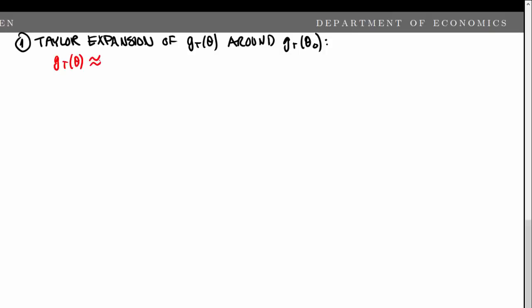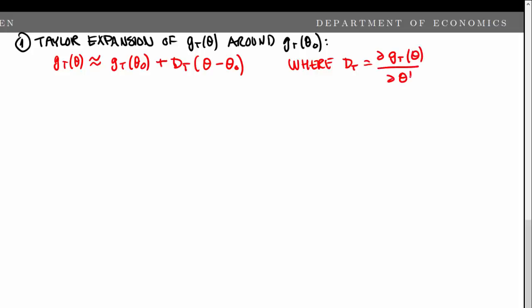To sketch the asymptotic properties of the GMM estimator, the first thing we do is a Taylor expansion of the sample moments, g_T of theta, around the sample moments evaluated in the true parameters. That gives that the sample moments are approximately equal to g_T of theta 0, so that's the sample moments evaluated in the true parameters, plus D_T times the difference between theta and the true parameters, and here we have that D_T is the derivative of the sample moments with respect to theta prime.